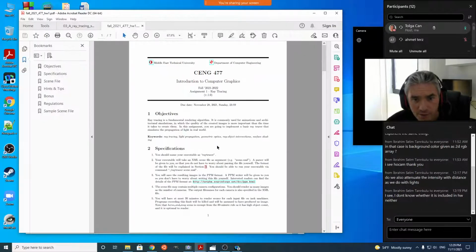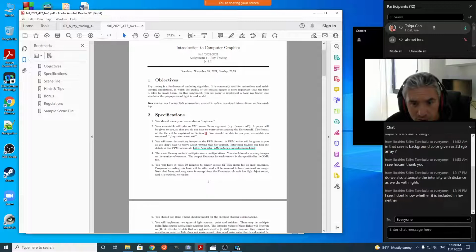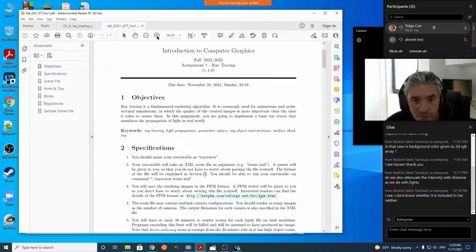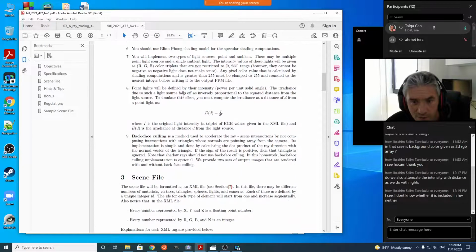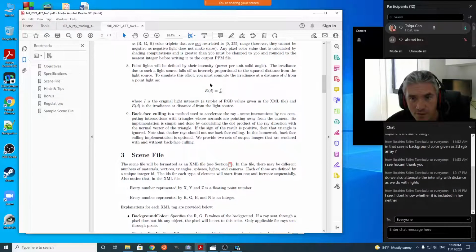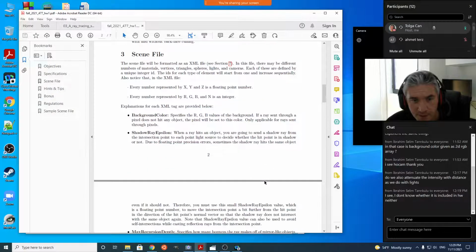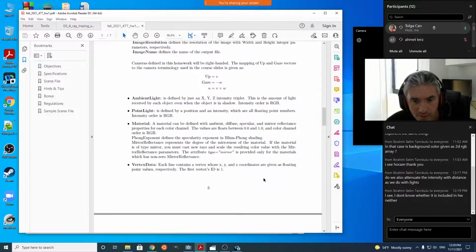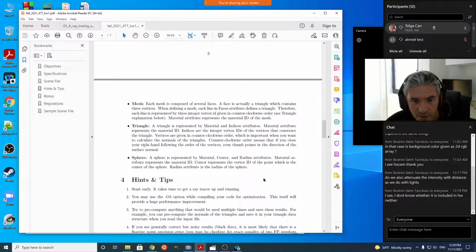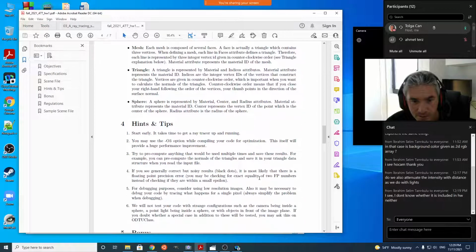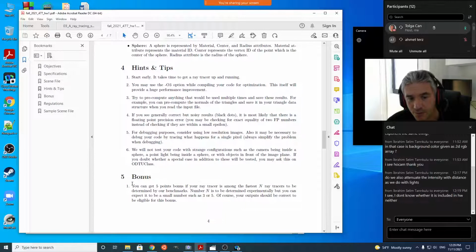I don't know whether it's the first version or the last version. I think this is the most up-to-date version. Yeah, you're only going to have attenuation for the surface points themselves. Now, point light, vertex data, hints and tips. Yeah, there's a bonus part, this 5.